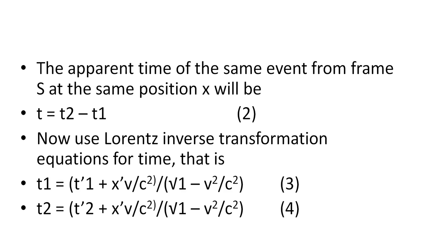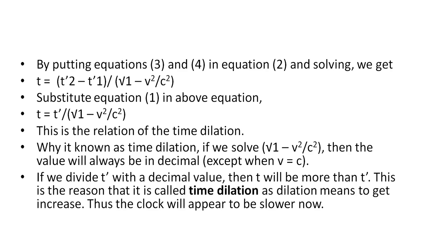Now the apparent time of the same event from frame S at the same position x will be t equals t2 minus t1. Now use the Lorentz inverse transformation equations for time, that is t1 equals (t1 dash plus x dash v by c square) divided by root of 1 minus v square by c square, and t2 equals (t2 dash plus x dash v by c square) divided by root of 1 minus v square by c square. Put equations 3 and 4 in equation 2 and solving, you will get t equals (t2 dash minus t1 dash) divided by root of 1 minus v square by c square. Now put equation 1 in the above equation, you will get t equals t dash divided by root of 1 minus v square by c square.